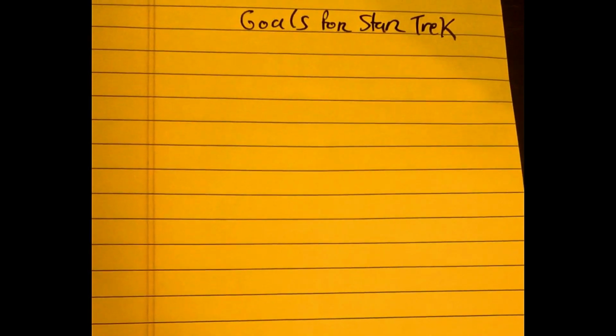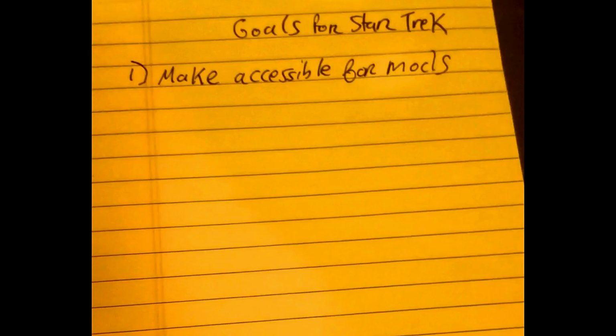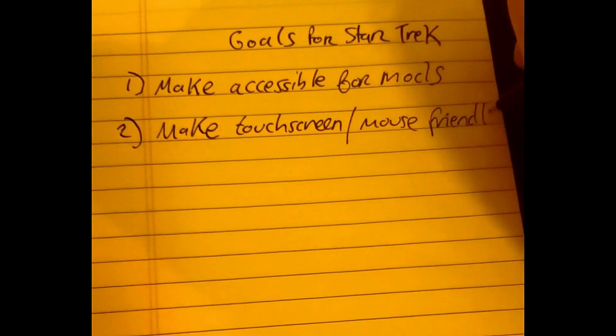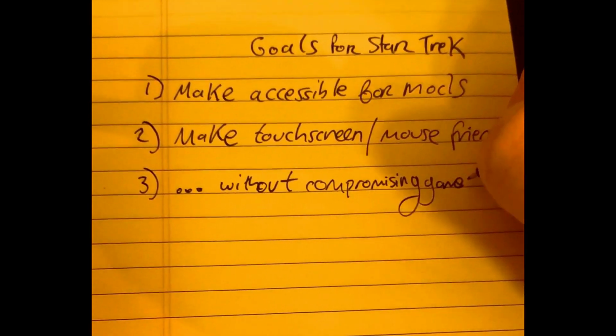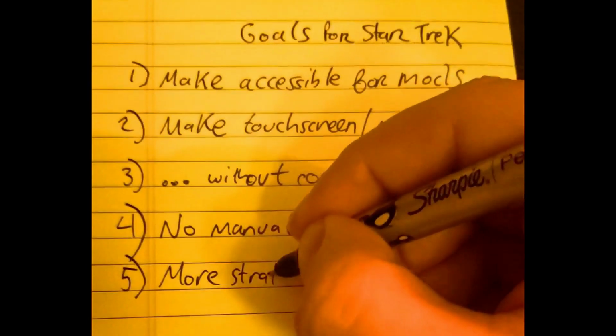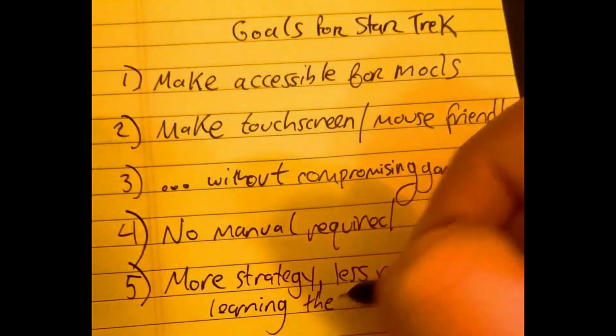So I had some goals with this Star Trek game. First and foremost, I wanted to honor the original by making it accessible for modification as much as possible. I also wanted to make it playable on a touchscreen without compromising the design. When I sat my playtesters down in front of my early versions of the game as well as the original, it became apparent that I would need to change things so it was playable without a manual, and so that the gameplay was a little more about strategy and a little less about learning the interface or about random chance.